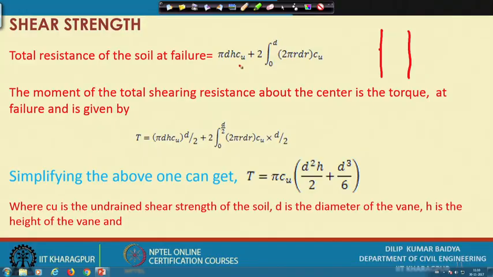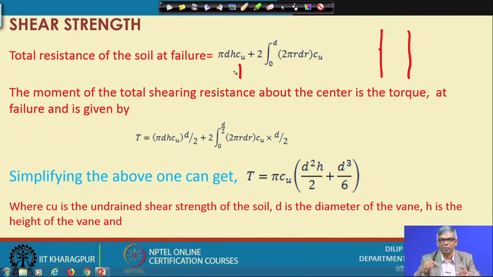If I consider the shear strength as Cu, the undrained shear strength, then what will the force be? The perimeter is pi times d, and if I multiply it by h, it will be the total surface area of the cylindrical surface. The undrained shear strength Cu multiplied by the surface area will become the shear force.